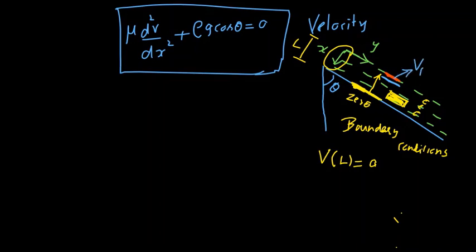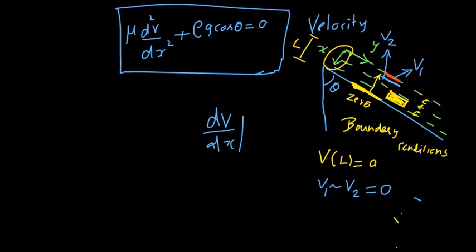Let us say that the value of velocity at the very top layer is v1, and the value of velocity just beneath that layer is v2. Then v1 minus v2 is going to be very small. It is vanishingly small, infinitesimally small, almost zero. So you can immediately write the second boundary condition. That boundary condition is dv by dx, the change in velocity, is going to be 0 at x is equal to 0. So that is the second boundary condition.